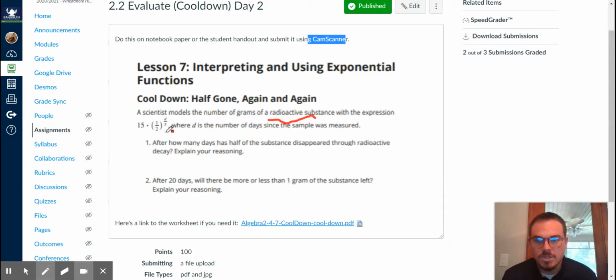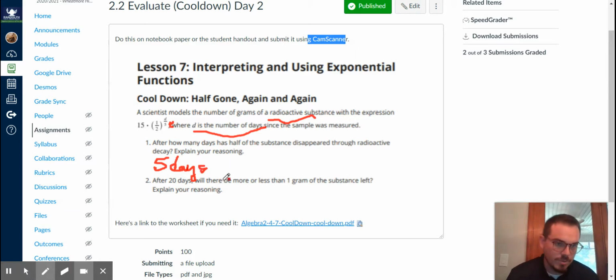which is the whole thing that we're looking at, right? So if D represents the number of days since the sample was measured, and if we notice down here, we can see that 5. So we know that 5 days would be the half-life.